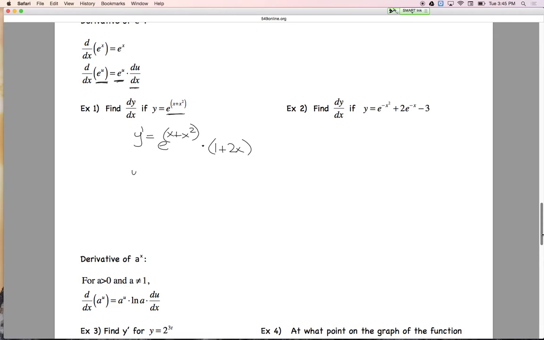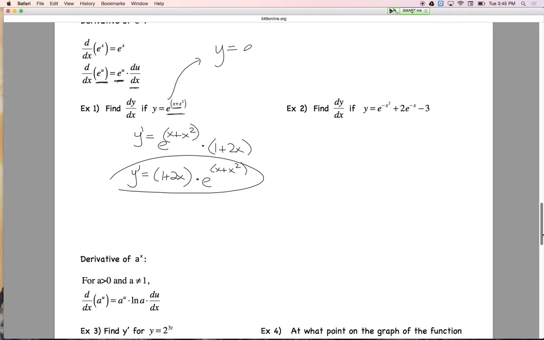And if you want, you can throw the 1 plus 2x out front, and we'll have times e to the x plus x squared. That would be the same, so there's that answer. It wouldn't matter what this exponent is, because some people are asking, what about if it's e to the 3x or e to the negative 3x? Well, it's the same rule.